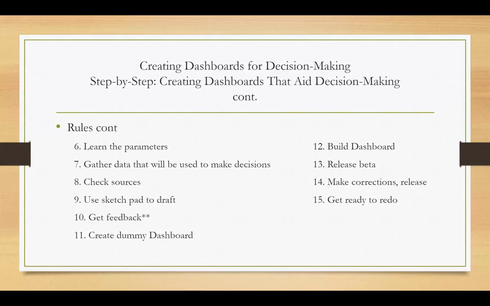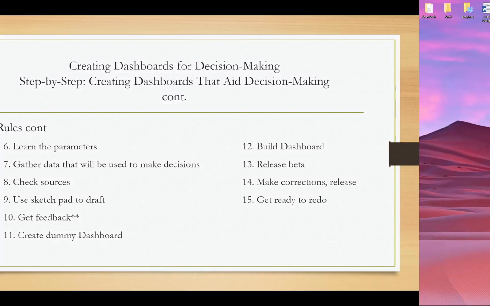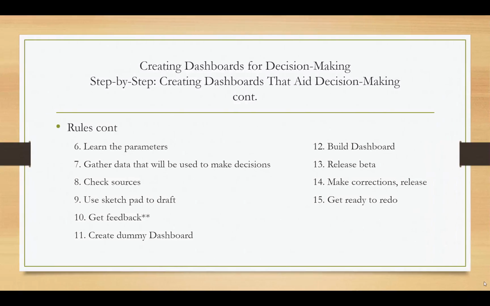Release the beta, knowing that you're going to have work to do. Make corrections, then release it, and then get ready to redo. This process will go back and forth as many times as necessary in order to make this work.